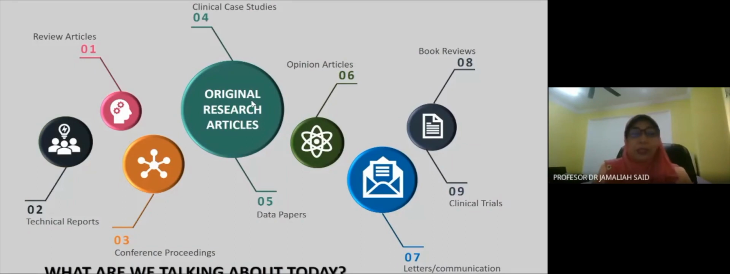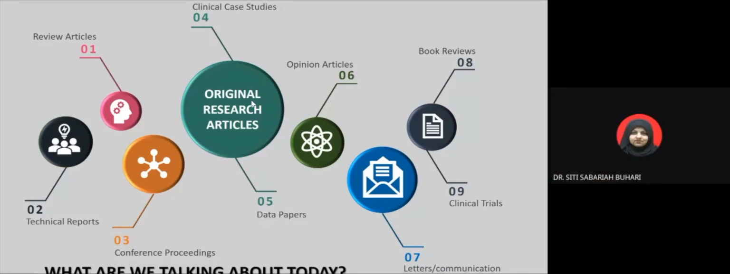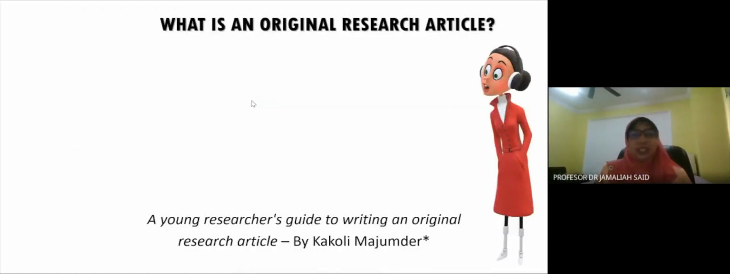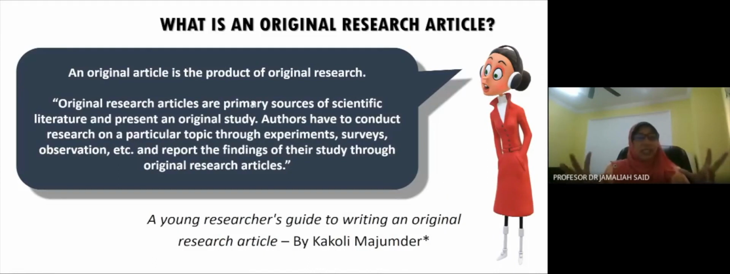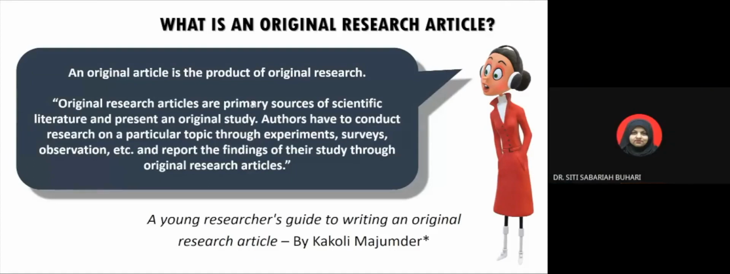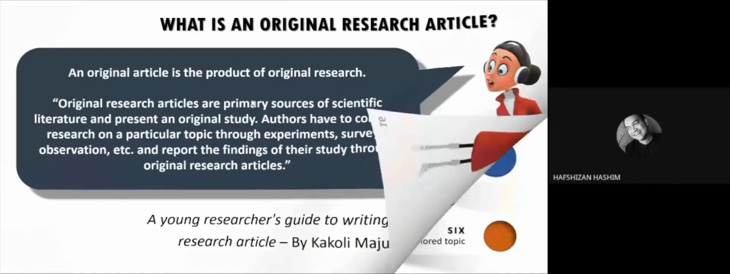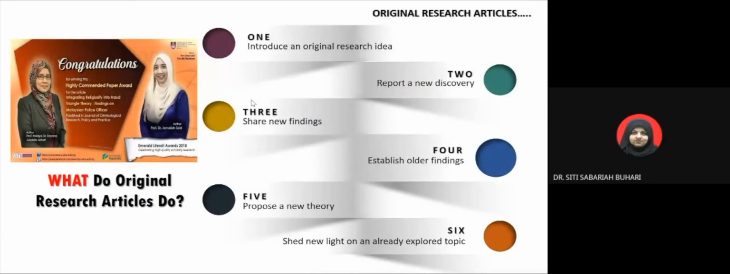PhD students, master's students, definitely all this group: all theses must be original research articles. So what is an original research article? Original research articles are published in scientific literature and are original. Researchers have to conduct research on a topic, run experiments, use techniques, collect data, prepare a report, and contribute to the literature.